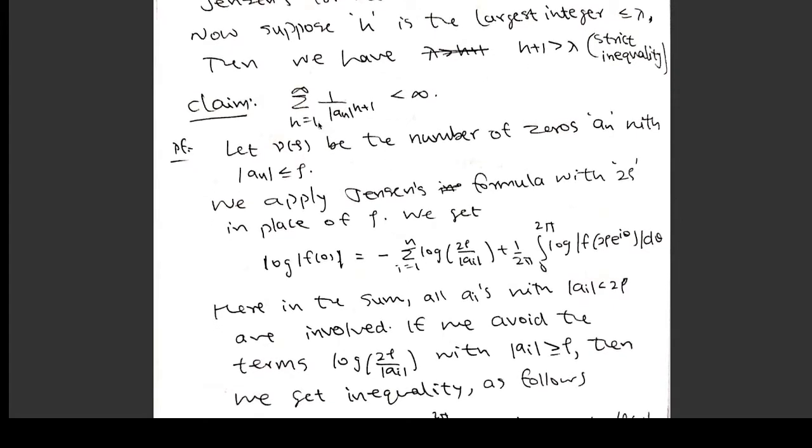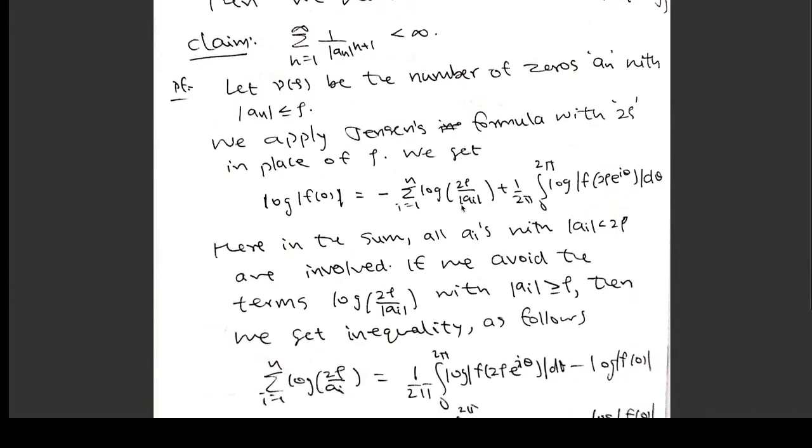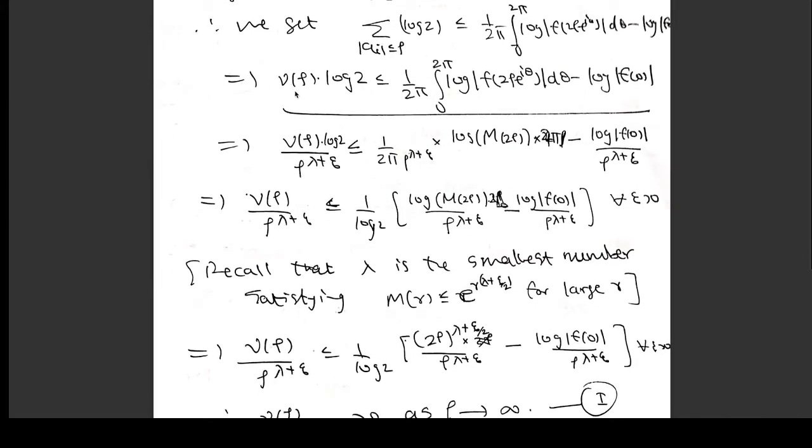Now we prove that the summation over n equal to 1 to infinity of 1 by |a_n| power h+1 is finite. So this is something we will prove here. Let n(rho) denote the number of zeros a_n with |a_n| less than or equal to rho. By Jensen's formula, we apply Jensen's formula with rho replaced by 2 rho, so you will obtain this identity. Since we are applying it for 2 rho, there will be more terms, I mean all the zeros will come inside the disk of radius 2 rho. But if you remove those with |a_i| greater than or equal to rho, then you will get an inequality. That inequality is written here. Repeating this, you will finally obtain n(rho) log 2 bounded by this integral minus log |f(0)|.